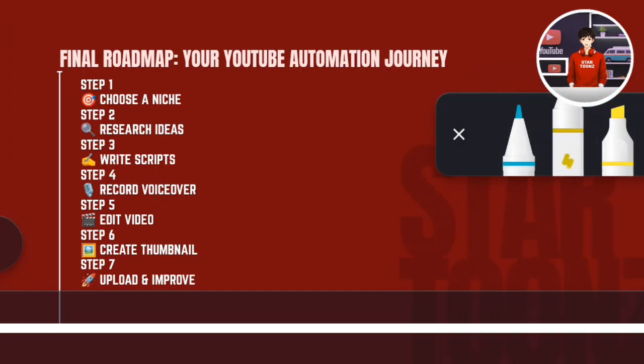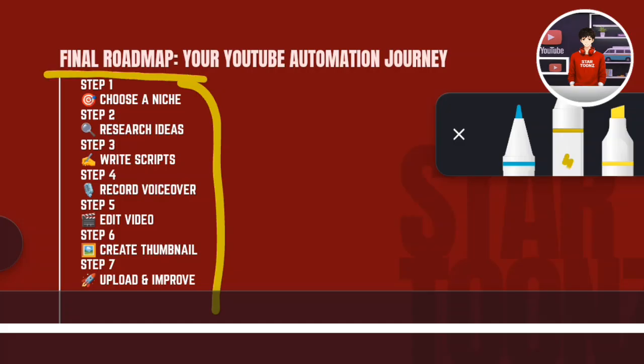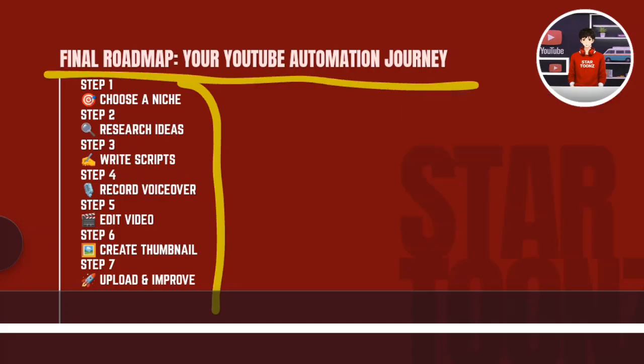We've finally reached the end of this masterclass, and before we finish, I want to show you the complete roadmap one last time. When you first started this course, YouTube automation may have seemed complicated. There were so many things to learn: finding a niche, researching ideas, writing scripts, recording voiceovers, editing videos, creating thumbnails, understanding SEO, and reading analytics. But now, notice something. Everything follows one simple system.